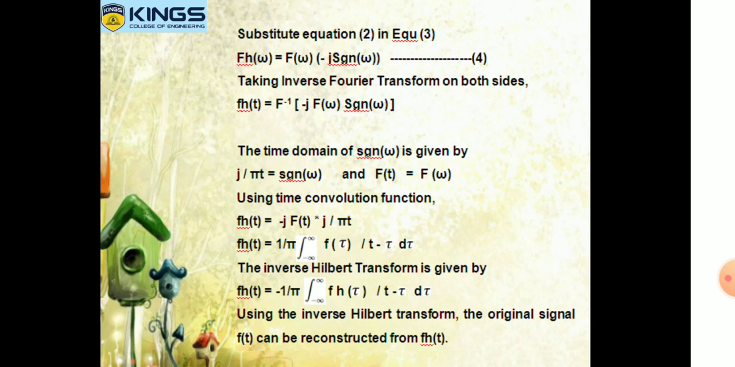So using this inverse Hilbert transform, the original signal f of t can be reconstructed from fh of t. Here the function f of t and fh of t are considered to constitute a Hilbert transform pair. It produces a plus 90 degree phase shift for all negative frequencies and minus 90 degree phase shift for all positive frequencies.